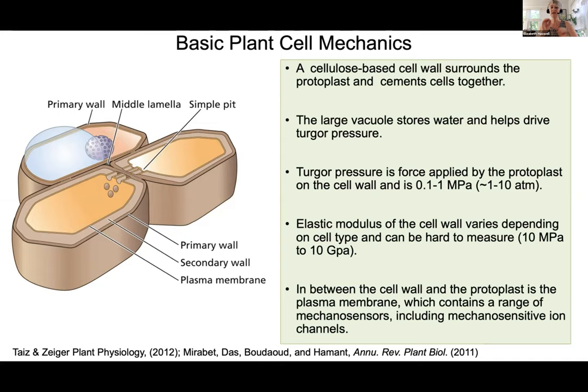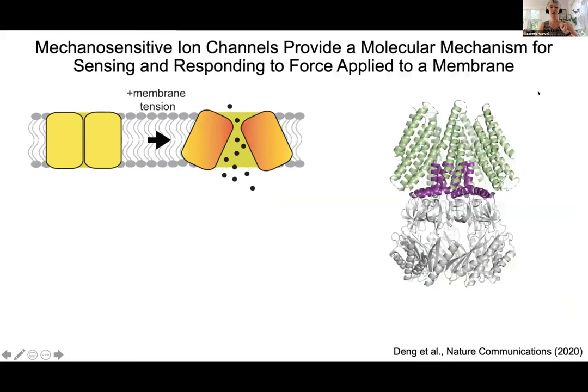Now, in between the cell wall and the protoplast is, of course, the plasma membrane. There are lots of putative or known mechanosensors present in that plasma membrane, but our own personal favorite are a class of proteins called mechanosensitive ion channels. And this is primarily what my laboratory studies.